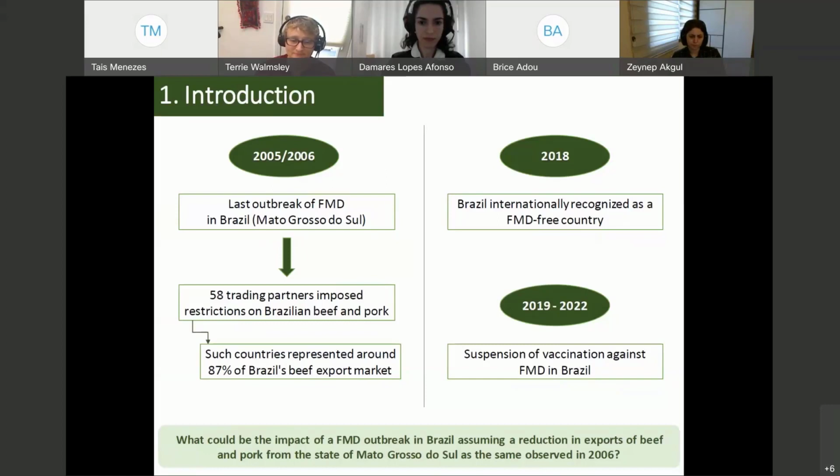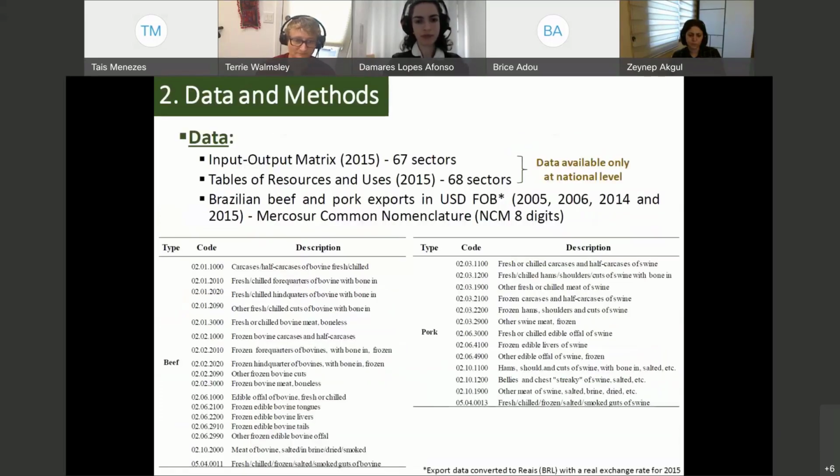Therefore, issues related to foot-and-mouth disease are currently under discussion in the country. In this sense, this paper tries to answer the question: what would be the impact of an FMD outbreak in Brazil, assuming a reduction in exports of beef and pork from Mato Grosso do Sul as the same observed in the last outbreak? To answer this question, we use a database given by the input-output matrix for the year 2015, prepared from the tables of resources and uses published by the Brazilian government.